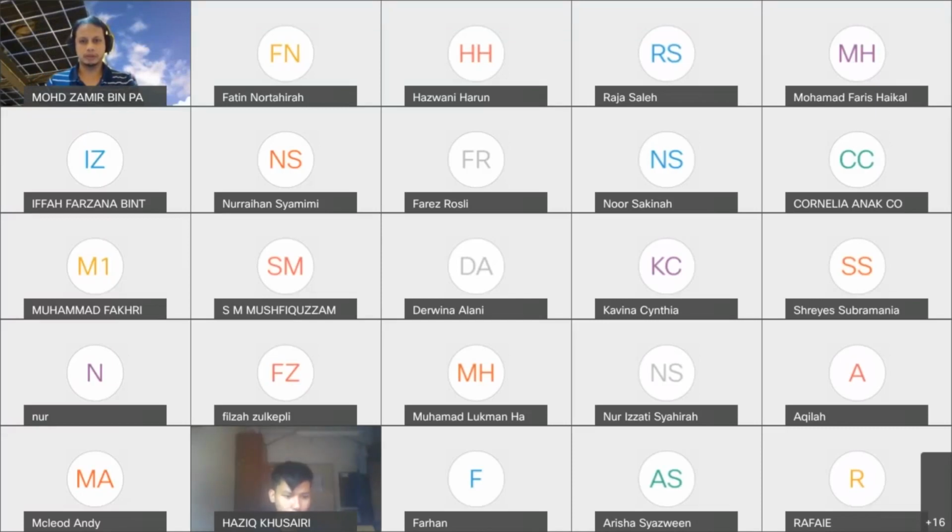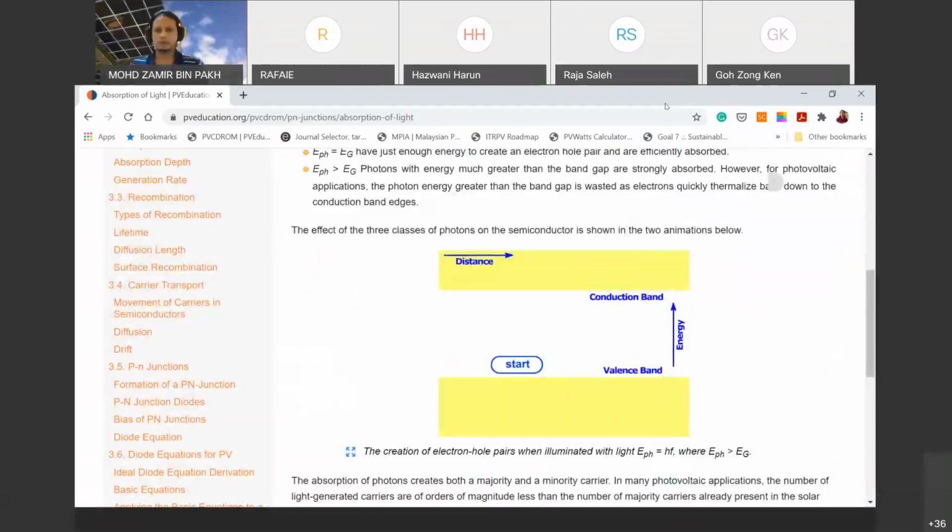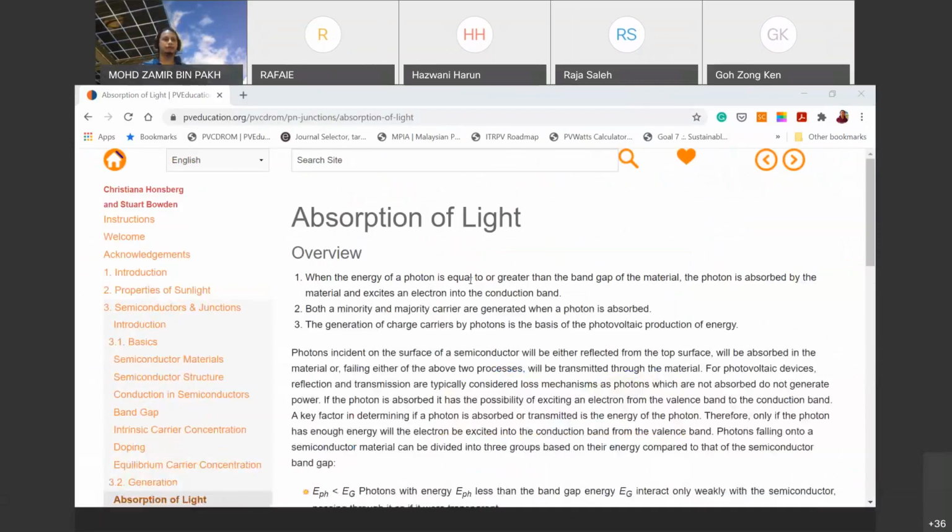Where is the thing? What's the page? Okay, it's active, but okay, cool. It's here. Okay, can you see the website? Okay, good.